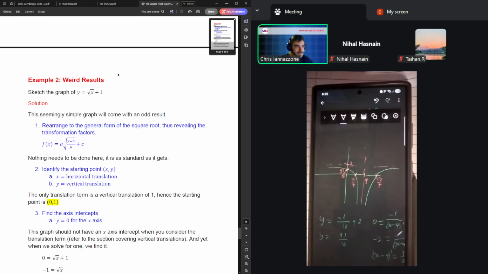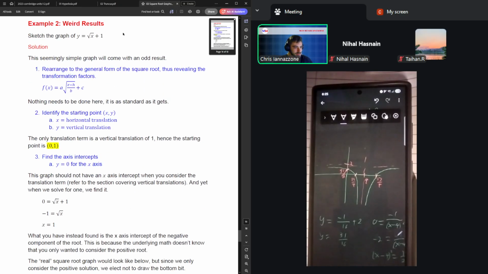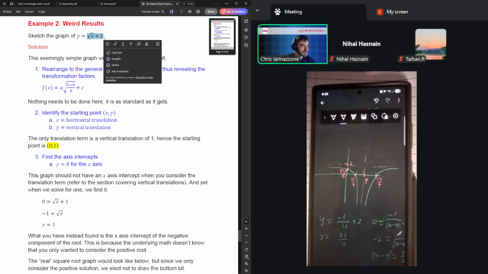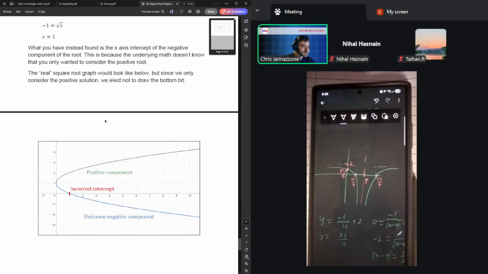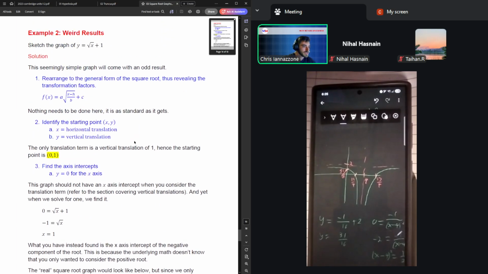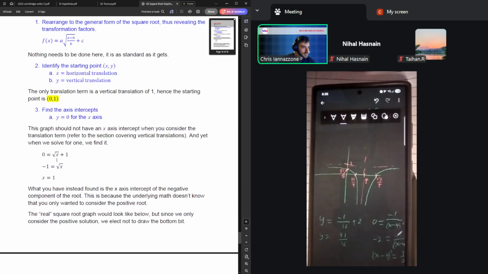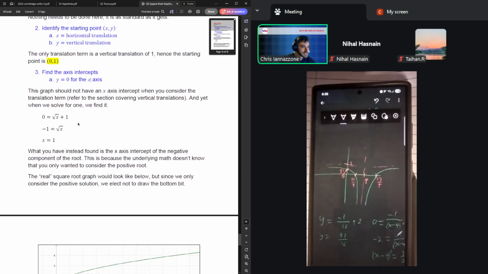Here's what I wanted to talk about, a bit of weirdness. So why is it that we can sometimes get a false positive? Why do I find an x-intercept when I don't actually have one? Very basic graph here. It only has a vertical translation up by 1, which normally would imply that it doesn't actually have an x-intercept, right? It's going to start above the x-axis and it's going to point up. Should never touch. Why then is it that when I try to find an x-axis intercept, I get it?